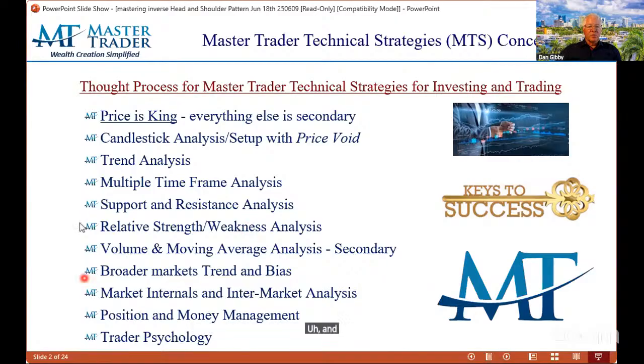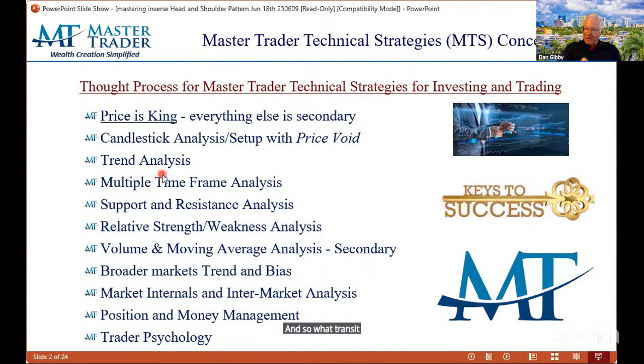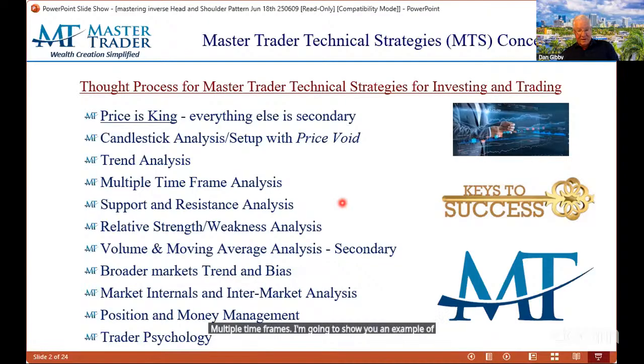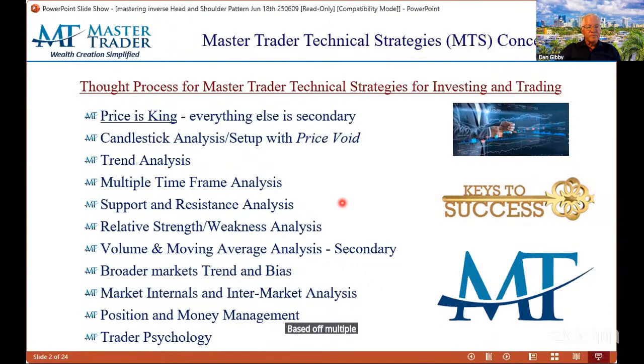And that's what's important. So our starting point here, we're price-based traders. Today, we're focusing on the inverse head and shoulder. So they're bottoming or continuation patterns if it's an uptrend. And so what trends it in? Again, bottoming or continuation. It could be sideways or up. Multiple time frames. I'm going to show you an example of a trade that we're in right now. We entered yesterday based off multiple time frames.